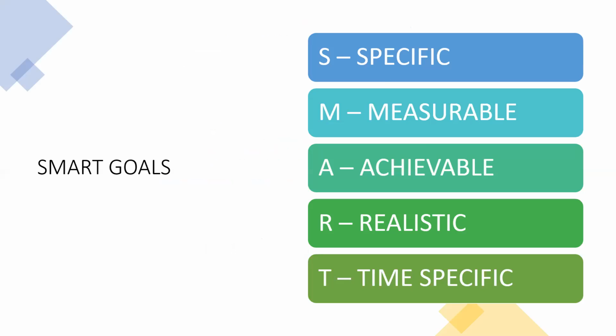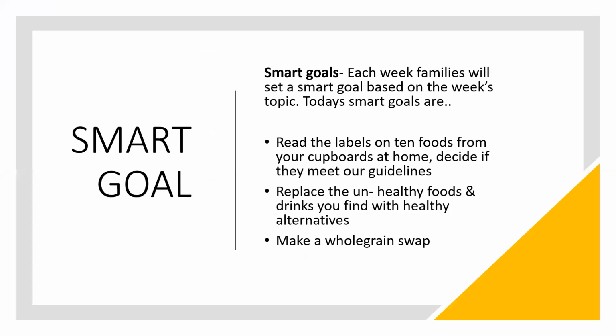So at the end of each topic, we set SMART goals. And SMART goals is basically just specific, measurable, achievable, realistic, and time specific. So each of our goals must meet these criteria. So we've got a couple of SMART goals for you this week. On the next slide, please. That SMART goal for this week would be to read labels on 10 foods from your cupboards at home, decide if they meet our guidelines, and to replace the unhealthy foods and drinks with a healthy alternative. And if you're not having whole grains, to try making that whole grain swap. That's your SMART goal for this week for you to try out with your family.